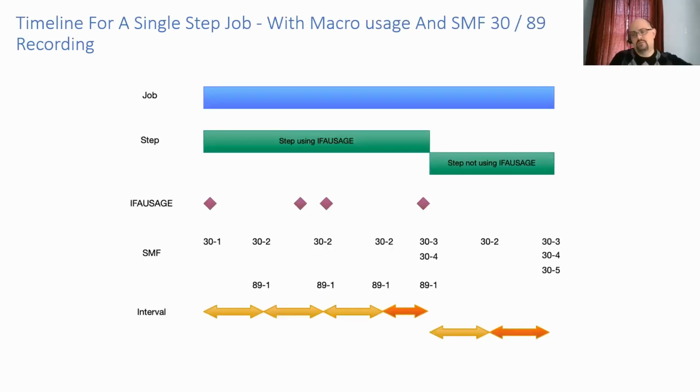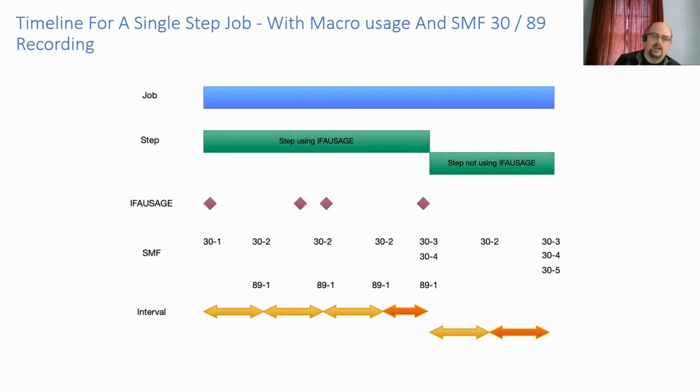So we have a simple timeline, and Martin, keep me honest on this. This is just to give you a little bit of perspective of what an application or a job might be doing. Going from left to right is time, and you can see the job running from left to right. That's the top row in blue. We have a two-step job here. The first step is using IFA usage. The second one is not. The step that's using IFA usage might invoke it a few times, and we're going to talk about what it's doing when it invokes these things.